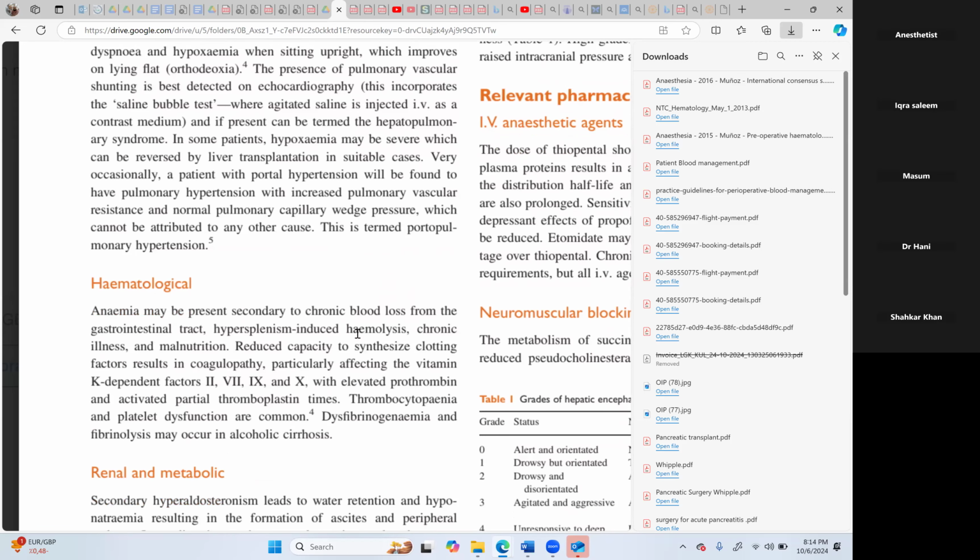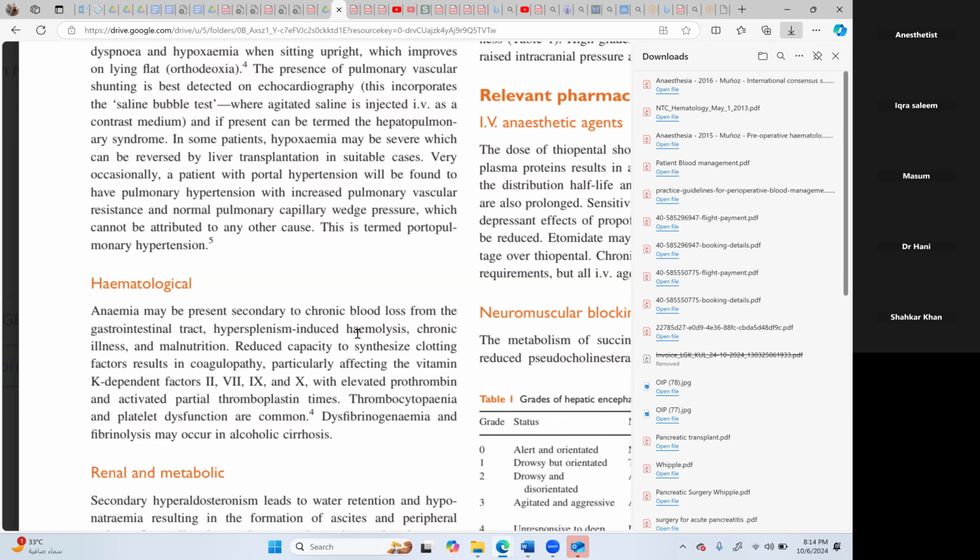Okay, hematological system: anemia may present secondary to chronic blood loss, hypersplenism-induced hemolysis, chronic illness, and malnutrition. Reduced capacity to synthesize clotting factors will affect factors 2, 7, 9, 10, as you were saying, and APTT will also be disturbed. Thrombocytopenia: not only platelet function, platelet number will also decrease.